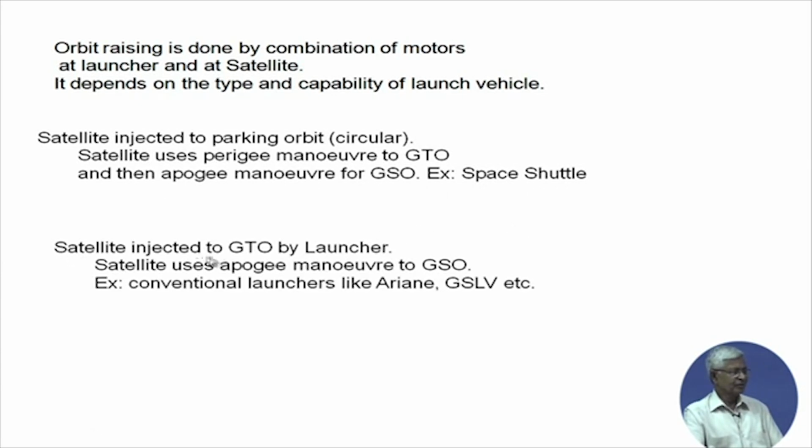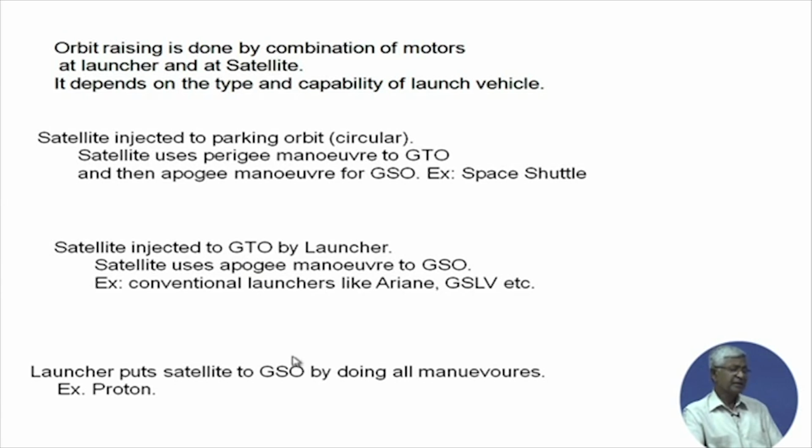Directly the launcher launches the satellite into GTO orbit, which is done by launchers like GSLV, that is the Indian Geosynchronous Launch Vehicle, or Ariane, that is the European launch vehicle. These are the conventional way. They are directly put into GTO orbit, and directly into GSO orbit is also possible. The Russian rocket Proton can do that one. So it depends on the rocket's capability how it can do. We will do some simple calculation.